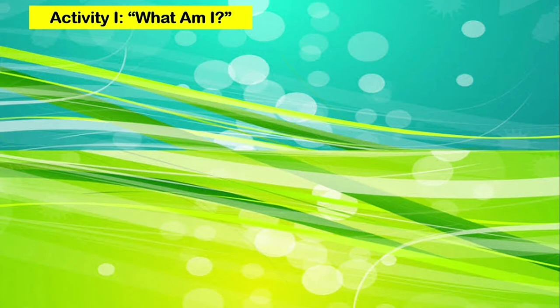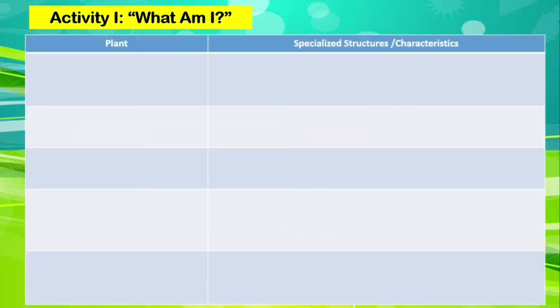Now, for our activity 1, I will show you different pictures of plants and you are going to identify the specialized structures of terrestrial and aquatic plants. So we have here an area for the plant and the other area is for the specialized structures or characteristics. Let's start.